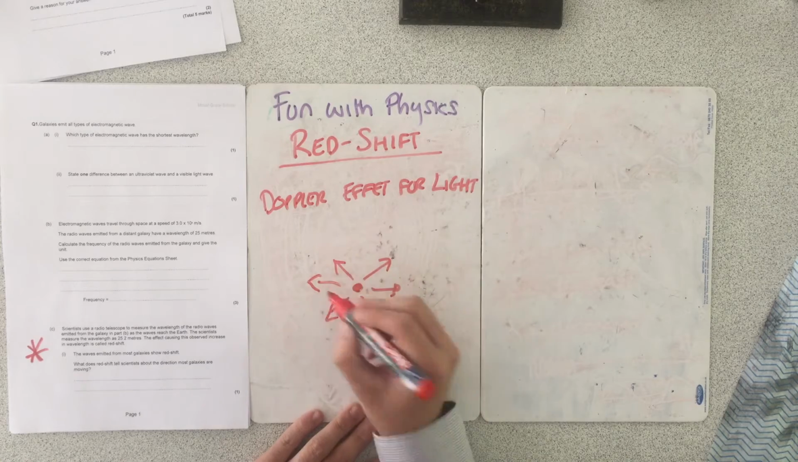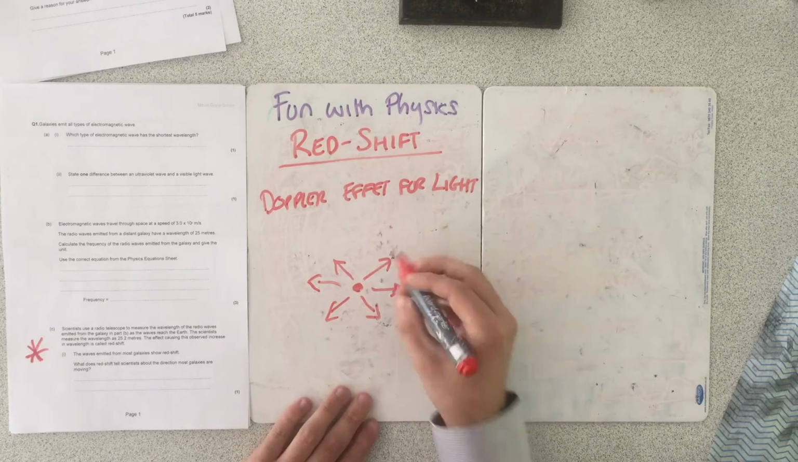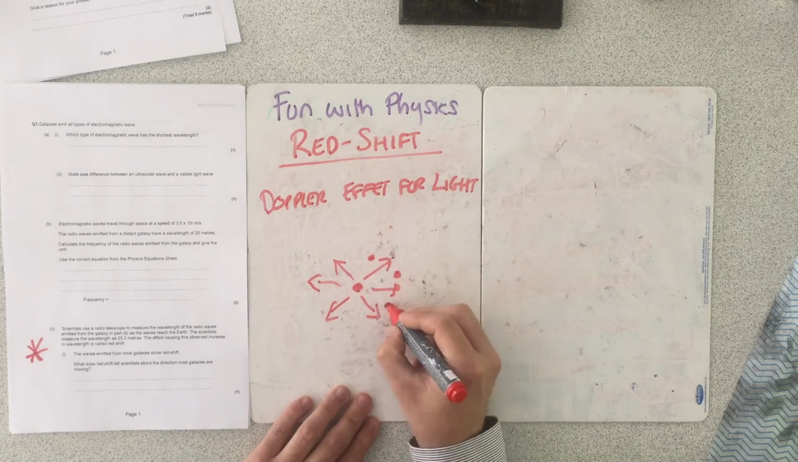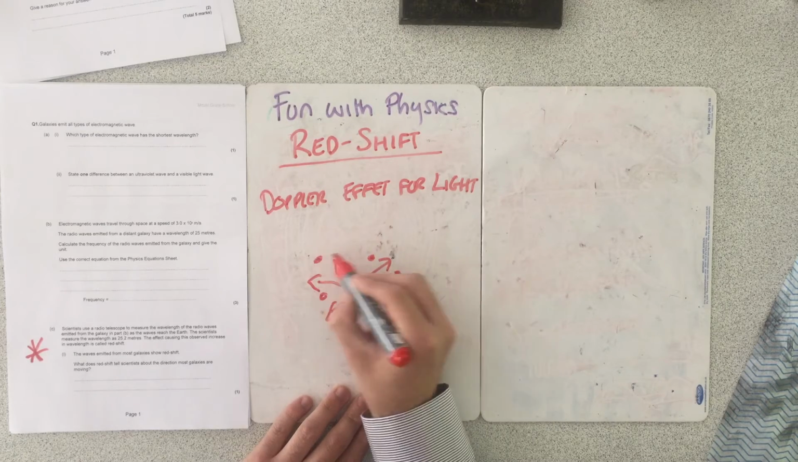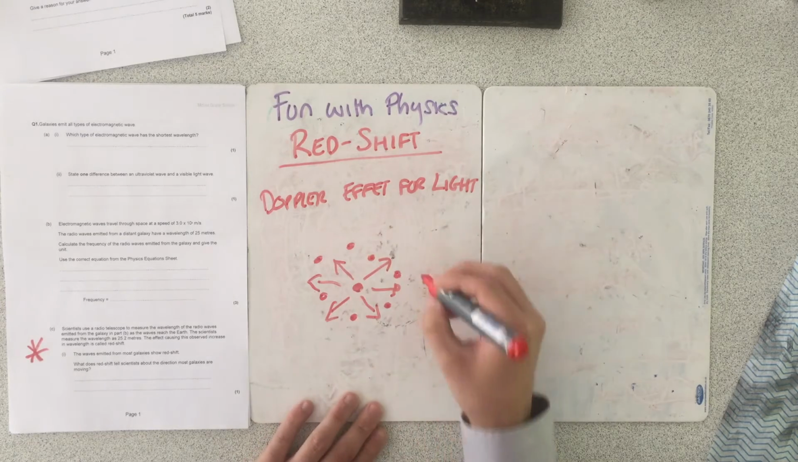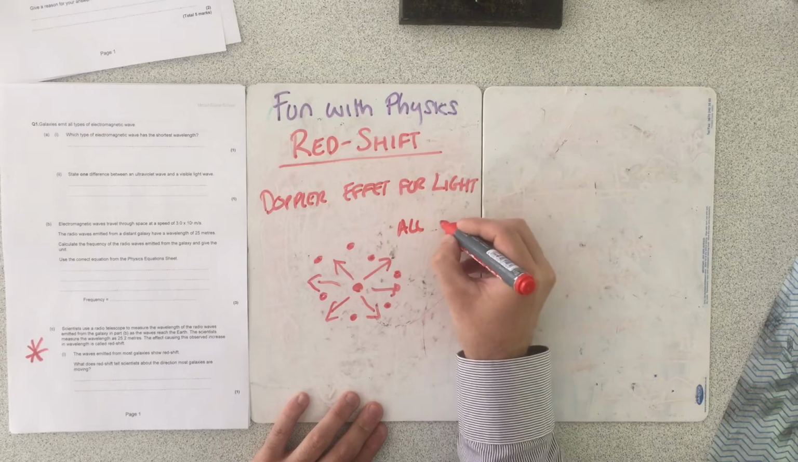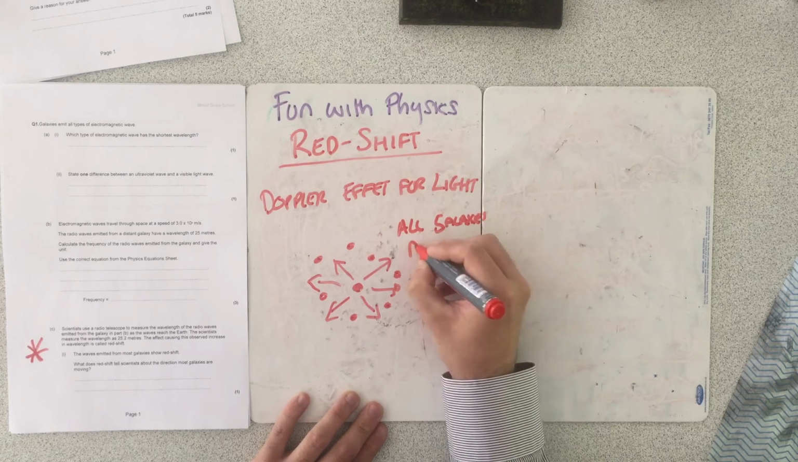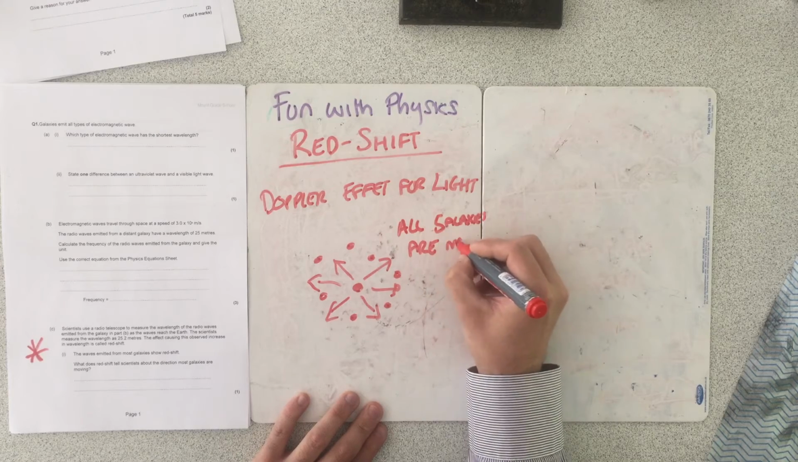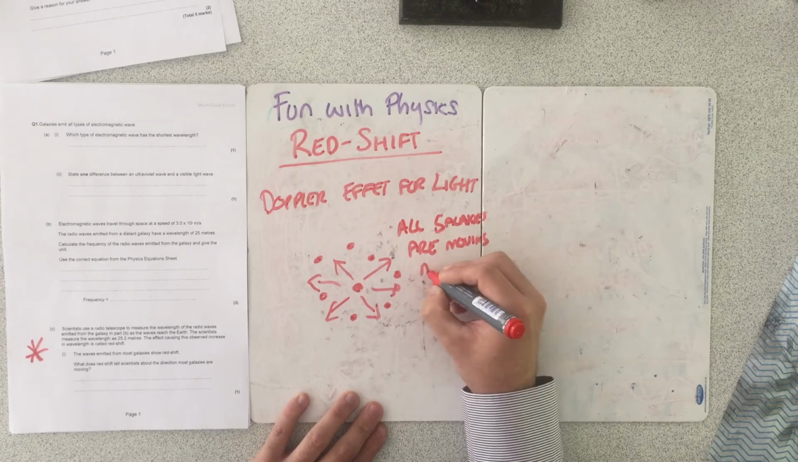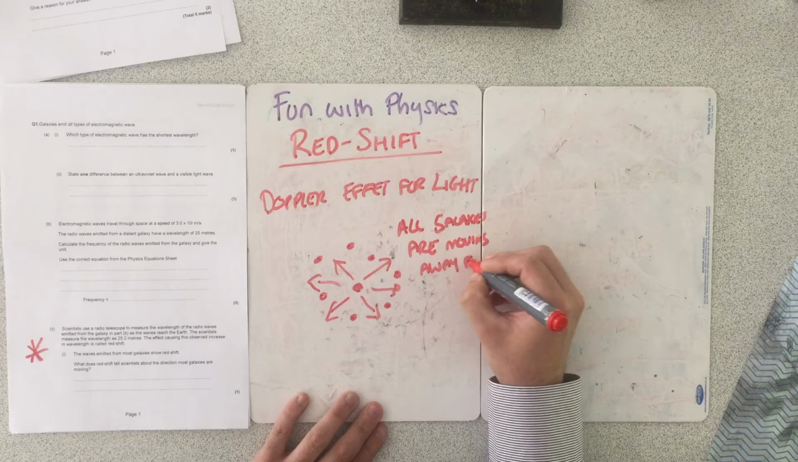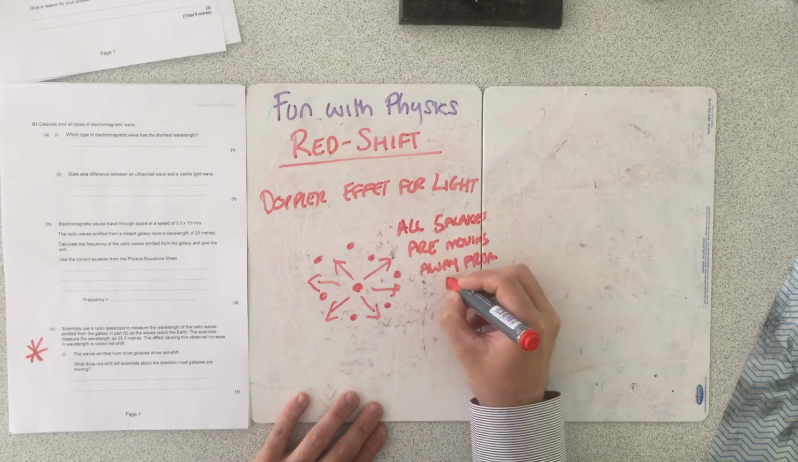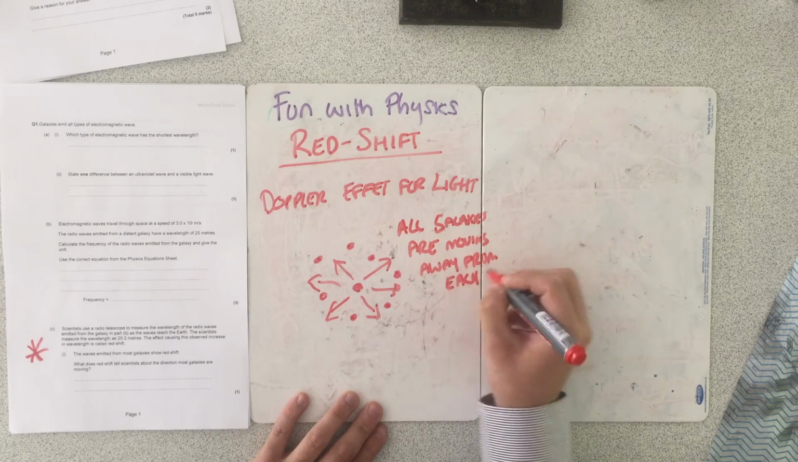Now, if you're thinking about the Big Bang Theory, what's happening to these galaxies? If I draw some more here, as they're expanding outwards, well, it tells us that all galaxies are moving away from each other.